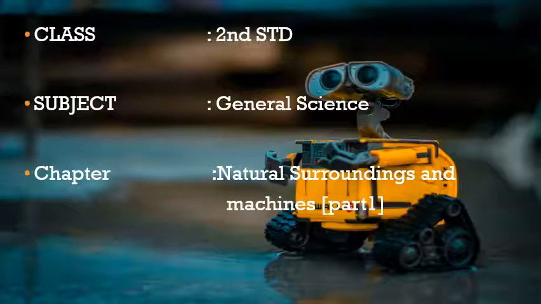This video is for class 2, subject General Science, chapter Natural Surrounding and Machines, part 2. In the previous class, you all learned about the natural surroundings, what Earth is made of. That is, you learned about forest, woodlands, meadows, grasslands, deserts, mountains and hills, rivers, lakes and ponds, seas and ocean. You learned in detail about what these land forms and water forms are.